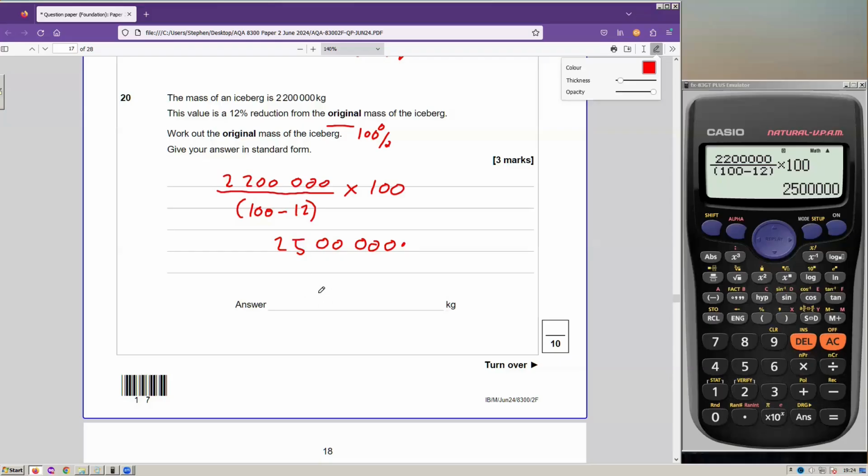So we go 2.5 times 10, and we moved it 6 places. 1, 2, 3, 4, 5, 6. 10 to the 6, because 10 to the 6 is a million, and it's 2.5 million. Okay.